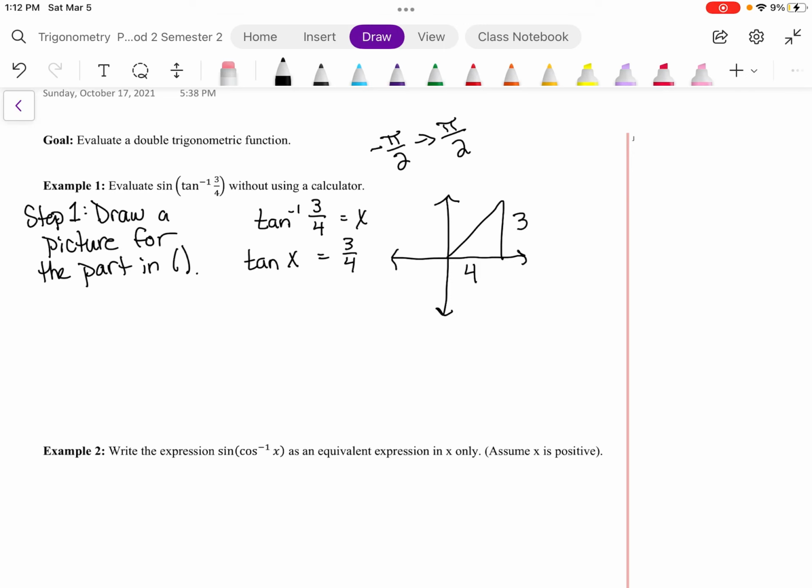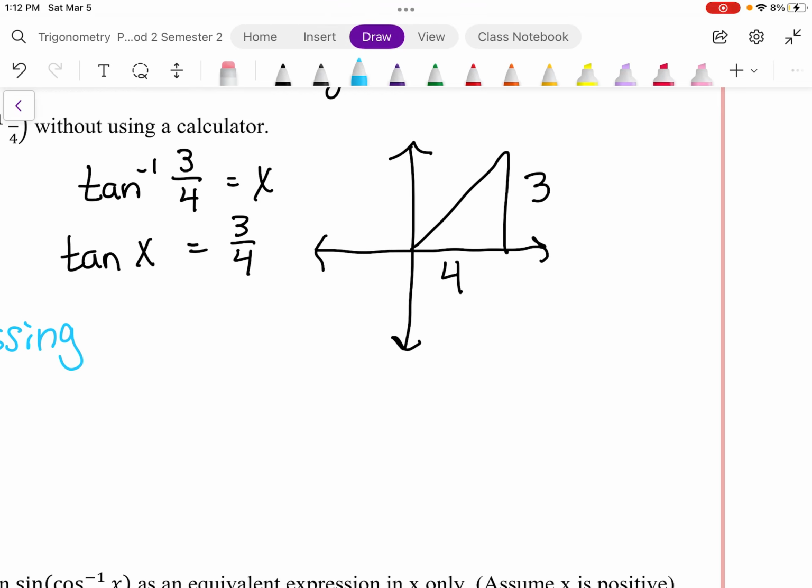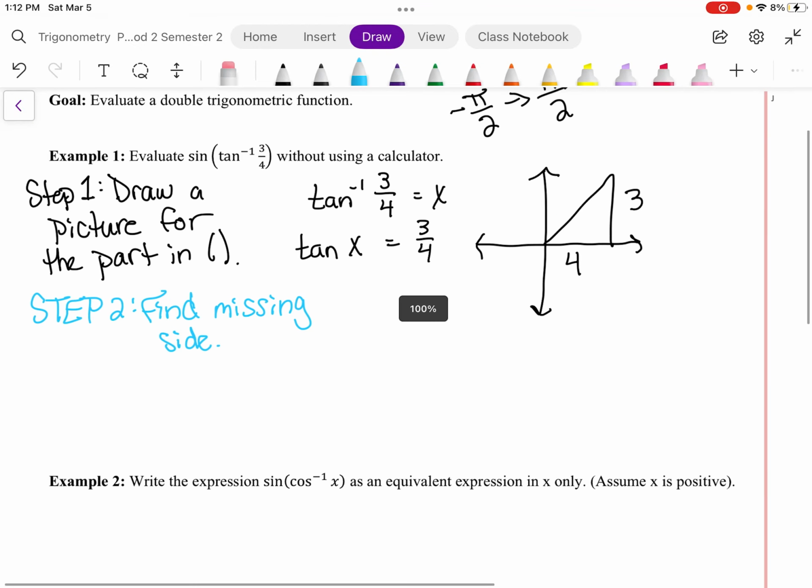And tangent is opposite over adjacent. So once we have that picture, we have step 2, find the missing side of the triangle. So for this one, we're looking for our c value on our right triangle. So we can have 3 squared plus 4 squared equals c squared. That would give us 9 plus 16. That would be 25. And that gives us our missing side of 5.